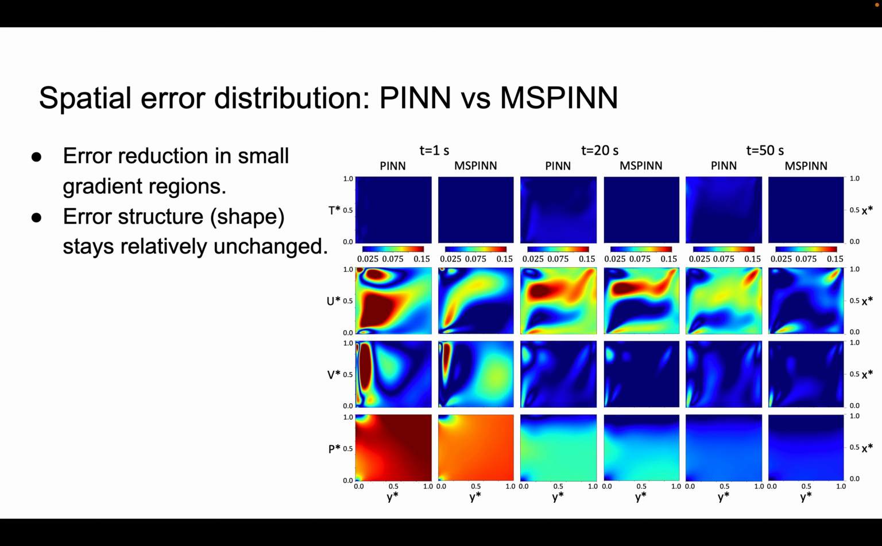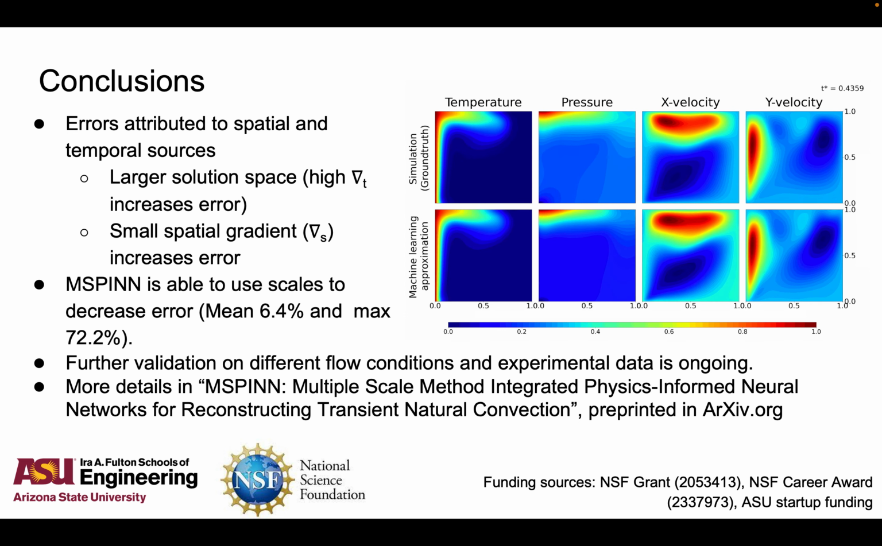And so, in conclusion, the errors are attributed to spatial and temporal sources. A large solution space, think higher gradient in terms of time, increases error, and we also see that small spatial gradients lead to that vanishing gradient term, and that also increases error. We also see that the rescaled PINN is able to outperform the normal PINN with the mean and max improvements shown here. And further validation is still needed for different flow conditions, of course, and experimental data.